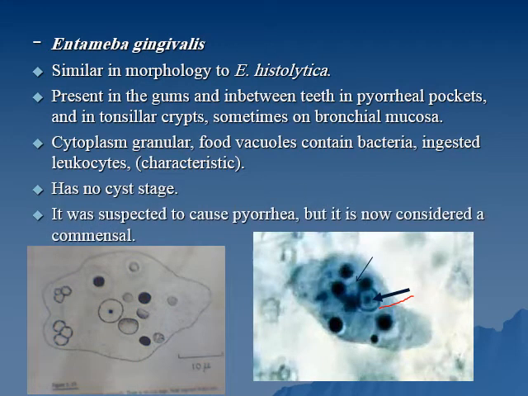It was suspected to cause pyorrhea, but it is now considered a commensal which grows and flourishes in cases of pyorrhea or any other chronic inflammation.